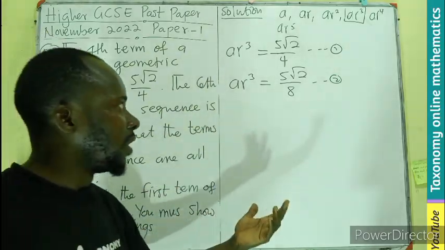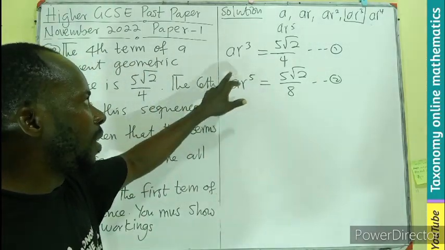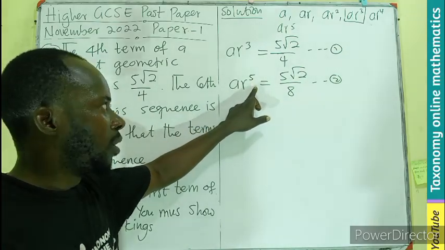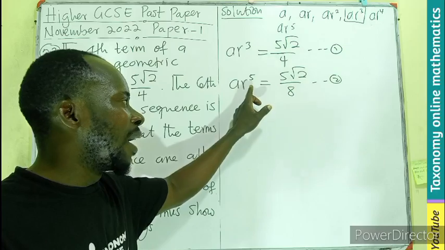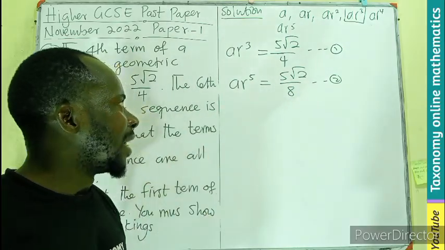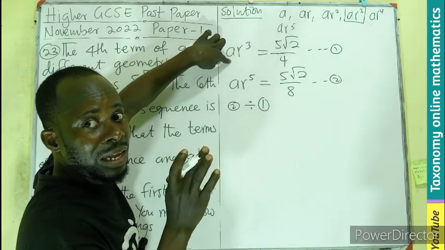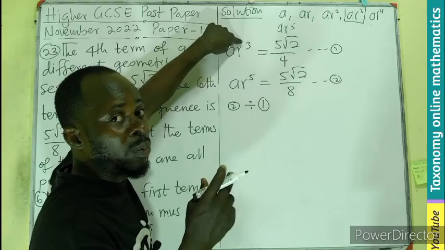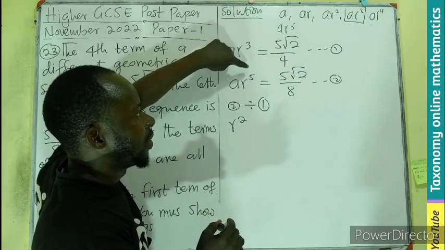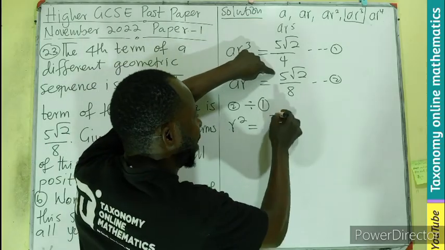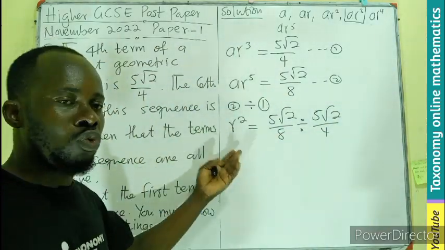Now we can use the two equations. Since it's the same A, if I multiply the fourth term by R exponent 2, I should be getting the sixth term. But I can just say there are two equations. So let's divide equation 2 by equation 1. A divided by A will be 1. R exponent 5 divided by R exponent 3 will mean subtracting the exponents, which gives you R exponent 2. If you subtract 3 from 5, you get 2. This equals 5 root 2 on 8 divided by 5 root 2 on 4, since we are dividing equation 2 by equation 1.